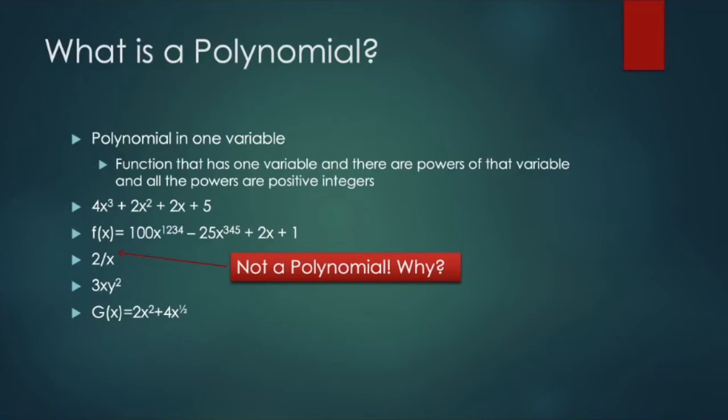All right, what about this one? Is it a polynomial? No. Why? Because the exponent on that variable is a fraction. So all of those were not polynomials. This top one, the 2 over x, because it has a negative exponent. This one because we have two variables, and this one because we have a fraction as an exponent.